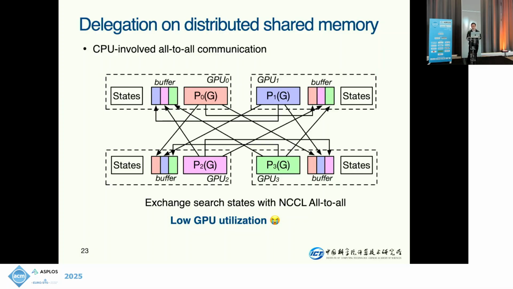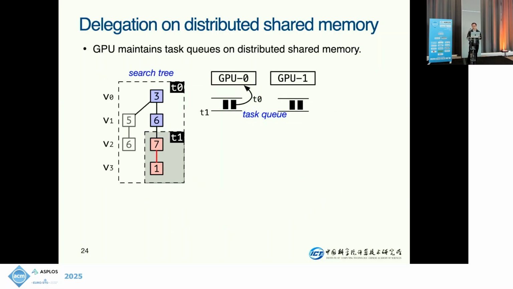However, these methods require frequent CPU involvement, resulting in low GPU utilization. To solve this problem, we designed shared task queues on multiple GPUs. Each GPU maintains its own queues, and the other GPUs can access remote queues.